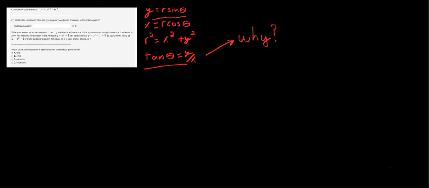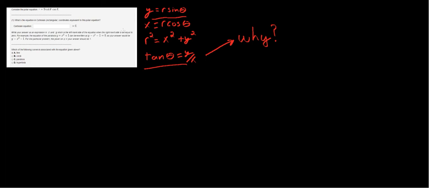All right. So we're given a problem, and we're asked what is the equation in Cartesian, which is rectangular, coordinates equivalent to the polar equation. And our polar equation is r equals 9 cotangent theta times cosecant theta.